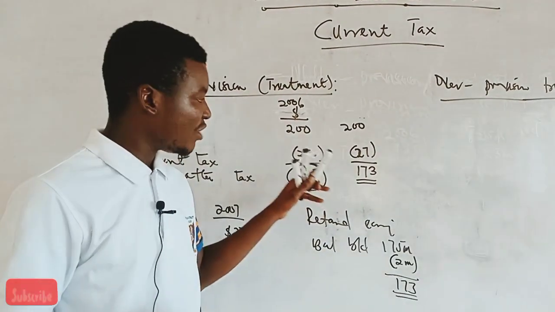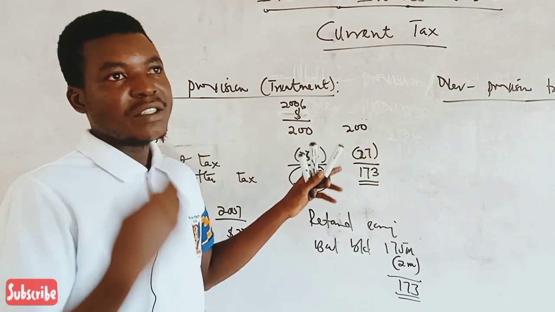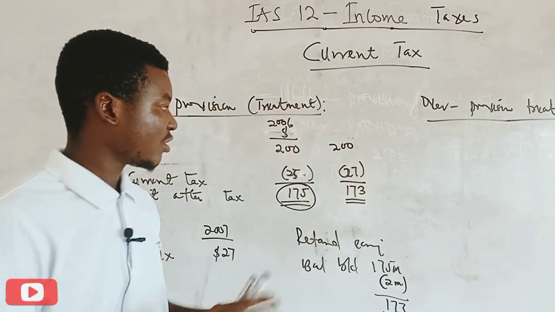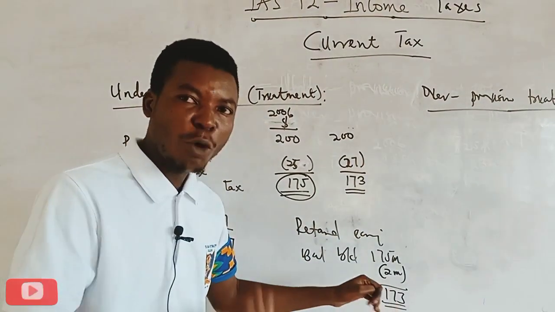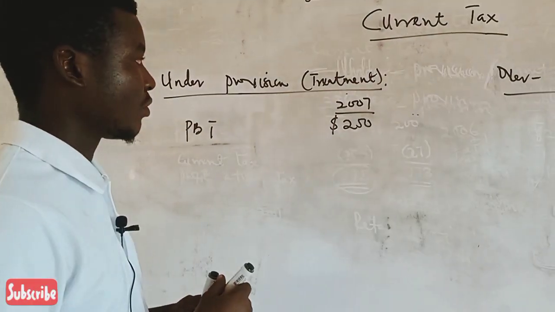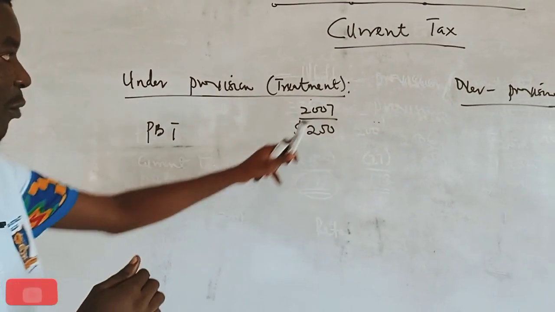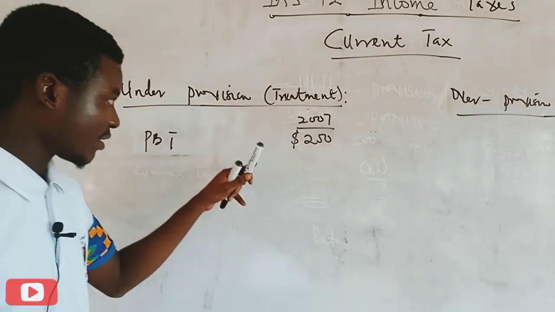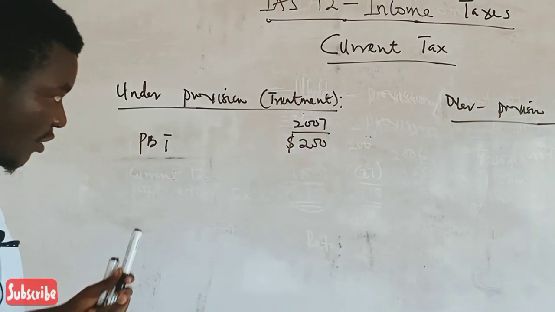So this should be treated as a change in an estimate in accordance with IAS 8, changes in accounting policies, estimates and errors, or correction of errors. So these 2 million should not be treated retrospectively, but rather prospectively. Okay, so assuming the current year, which is 2007, the entity's profit before tax is $250 million.